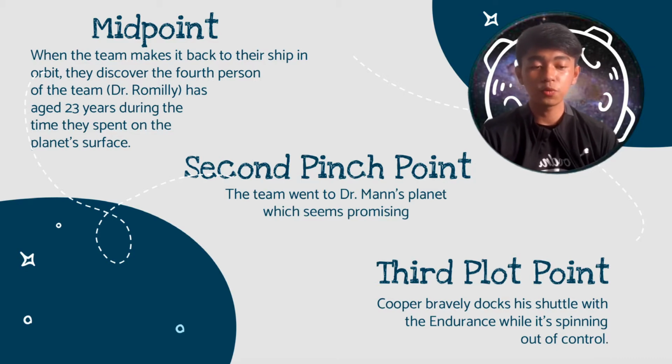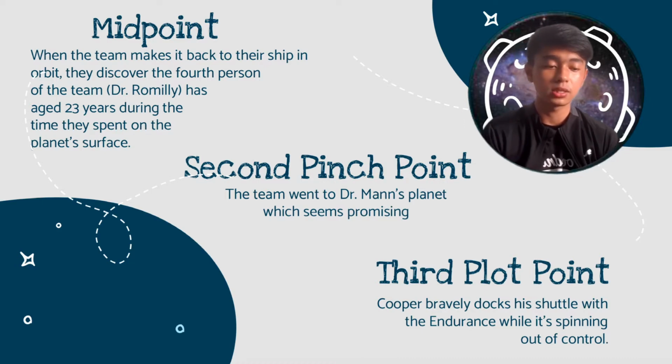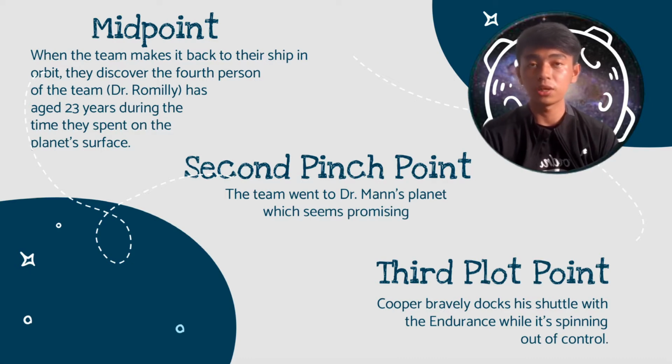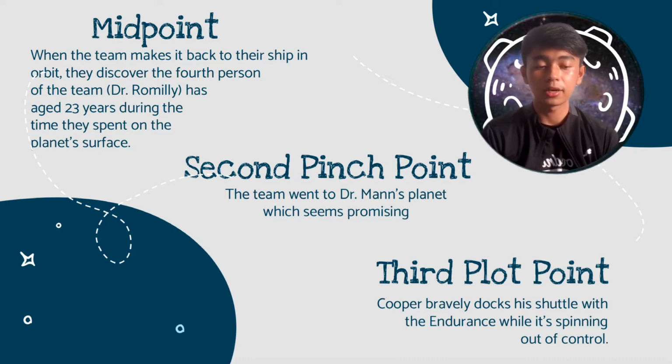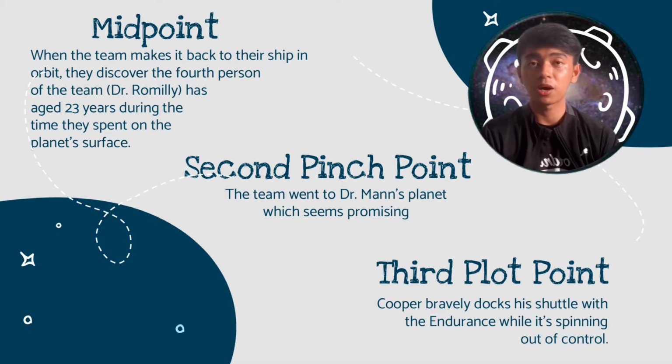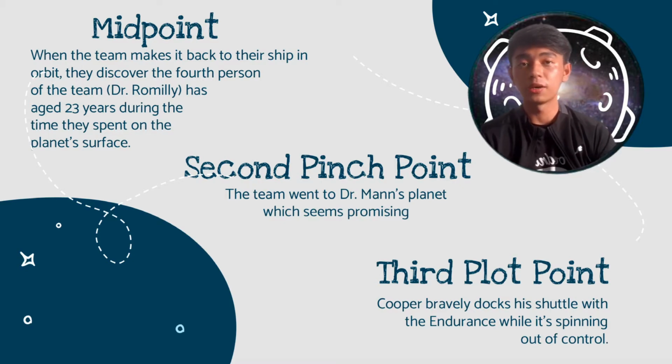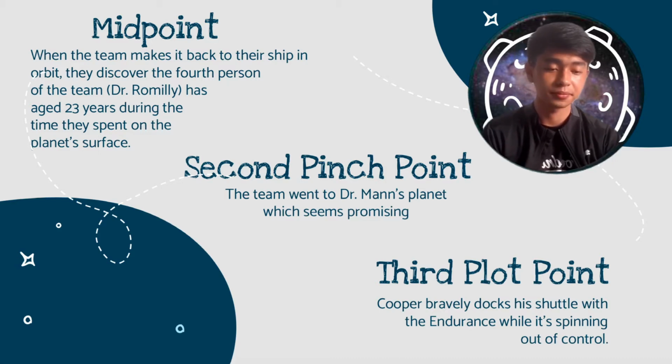The team then goes to Dr. Mann's planet, which seems promising, but it's revealed that not only is Dr. John Brand lying about the purpose of the mission, but that Dr. Mann has been driven crazy by hopelessness. The plot is pinched when Mann tries to kill the team.